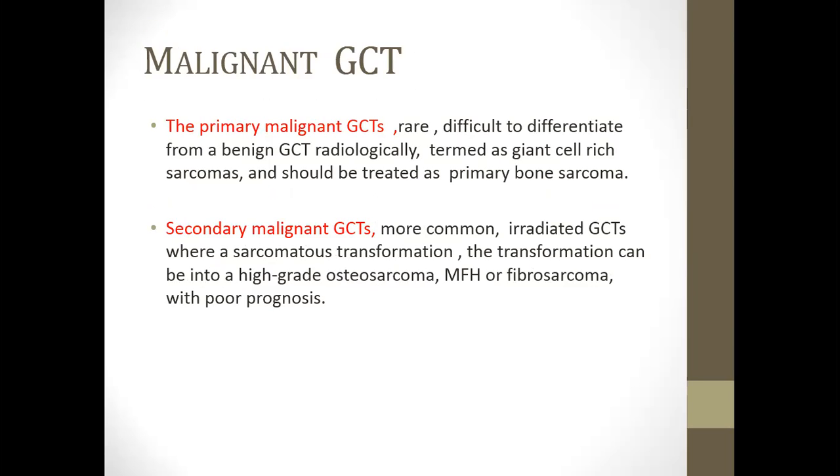About the malignant giant cell tumor, we have either a primary malignant or a secondary. Primary malignant is usually treated as a primary bone sarcoma, and they are treated surgically. In the secondary malignant, we usually have a previous giant cell tumor that transformed into a malignant form, they usually have a poor prognosis, and they can transform into any form of osteosarcoma.